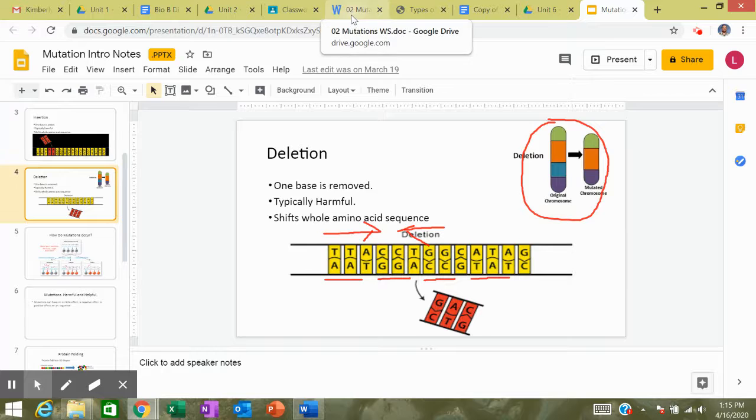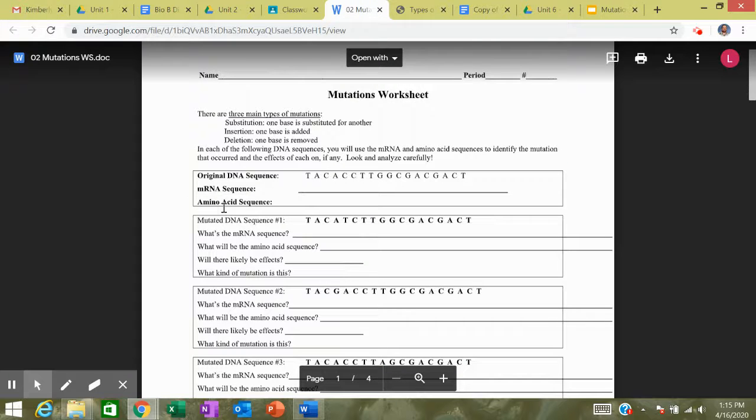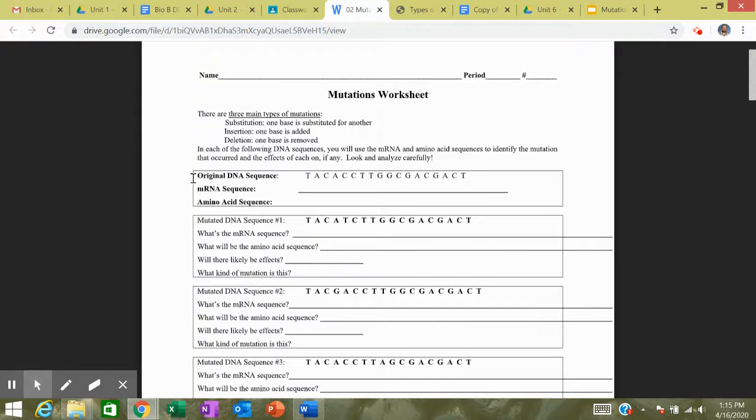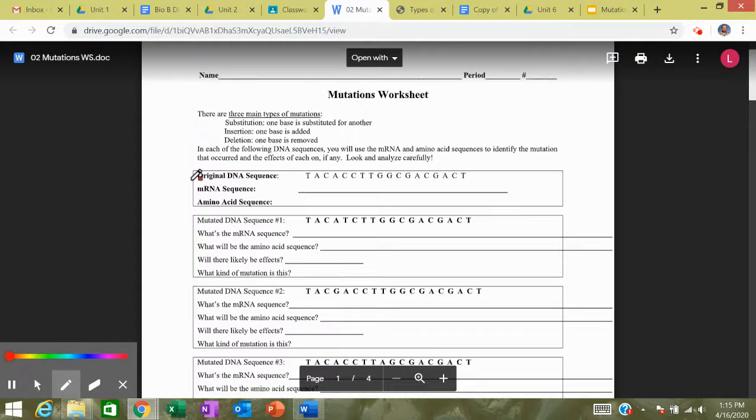I'm going to go through one example on this worksheet quickly, just so you can see it. If you did watch this video, good job. You're going to get a little bit of help. It says original DNA sequence, and it's given to you right here. Underneath, you need to do the mRNA sequence, and then you need to do the amino acid sequence.